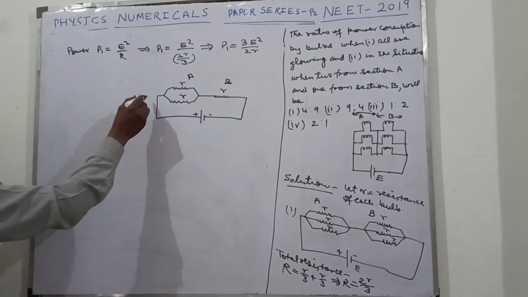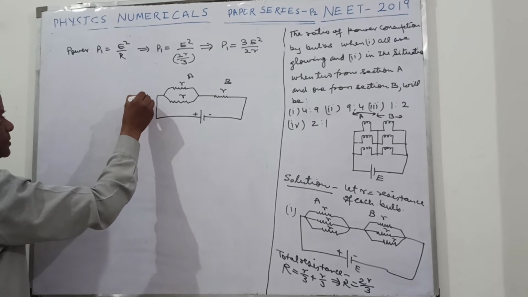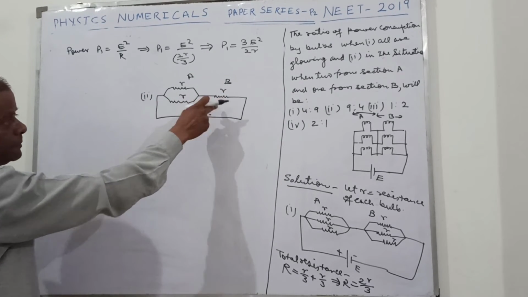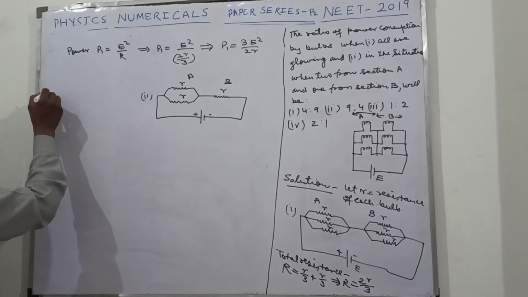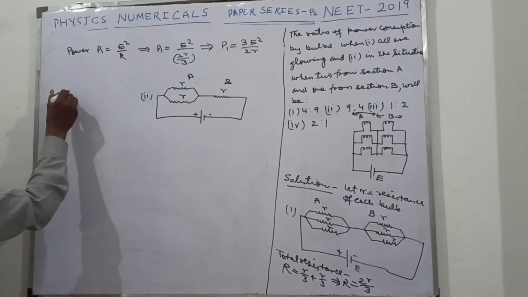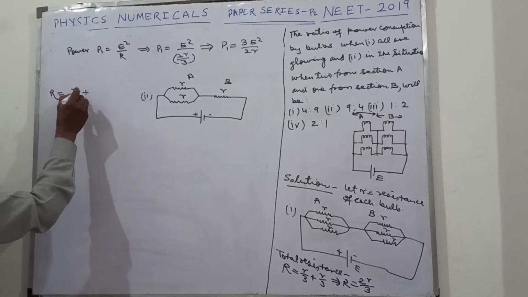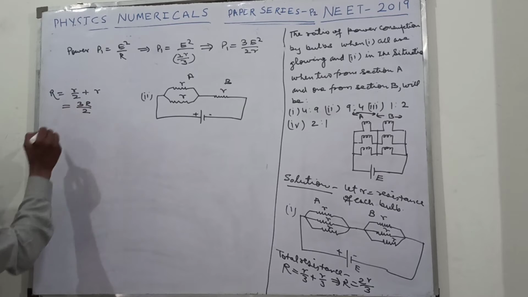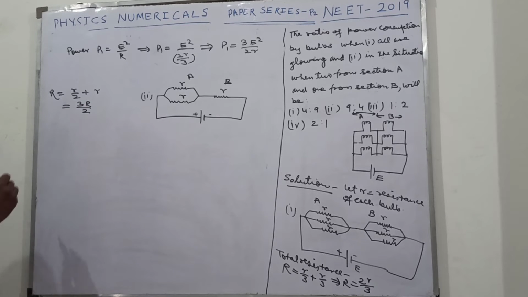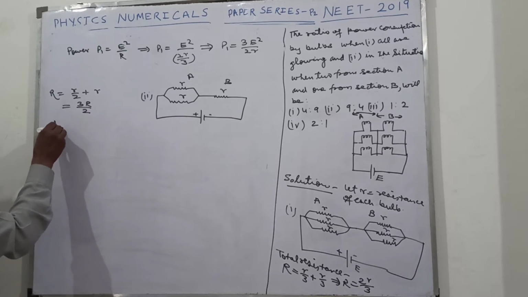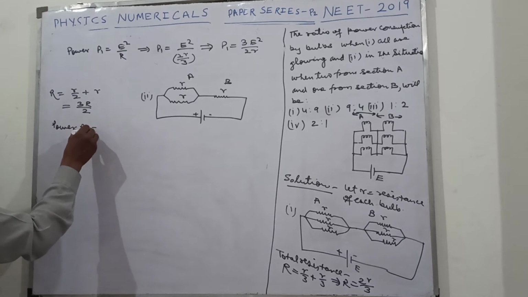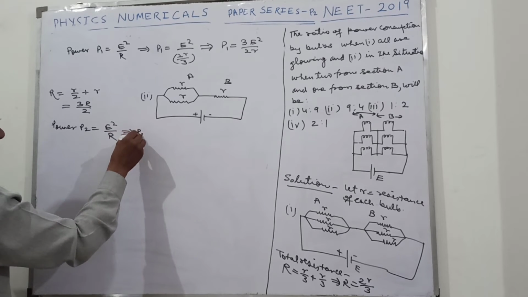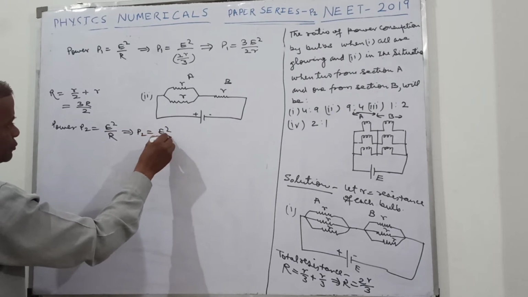Now in this case, this is now second part. 2 bulbs from section A and 1 bulb from section B. So here we will have the total resistance R equal to R by 2 plus R. So this is equal to 3R upon 2. So now power P2 is equal to E square upon R, or P2 equal to E square upon 2R, you write down 3R upon 2.